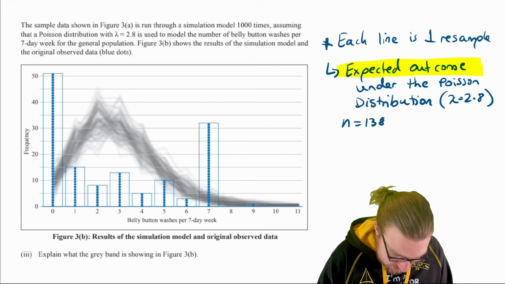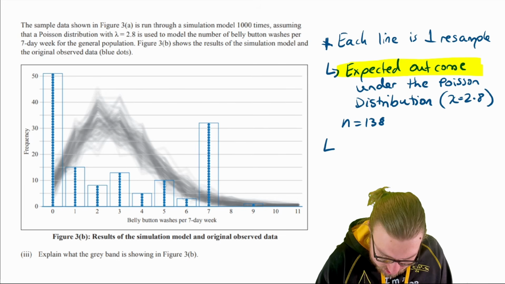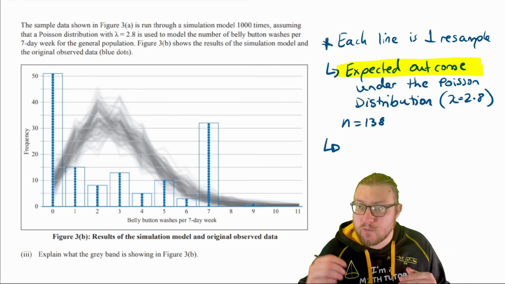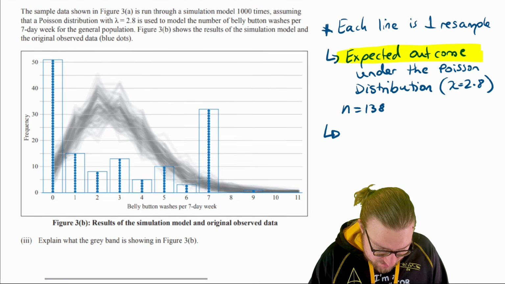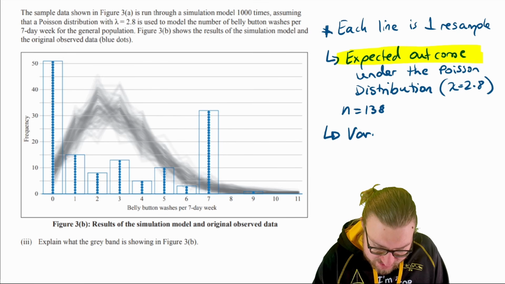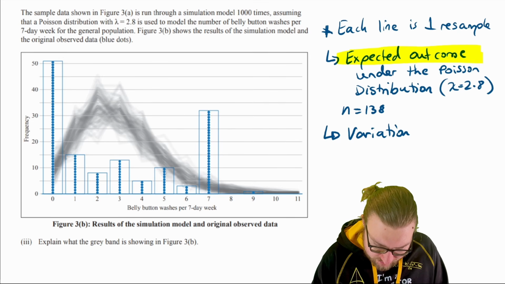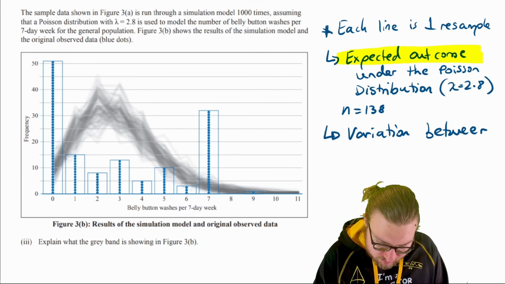The second thing that you guys need to talk about here is, why do we do it 1,000 times and not just once? Yeah, we do it 1,000 times because we want to see the variation. Yeah, variation between resamples.